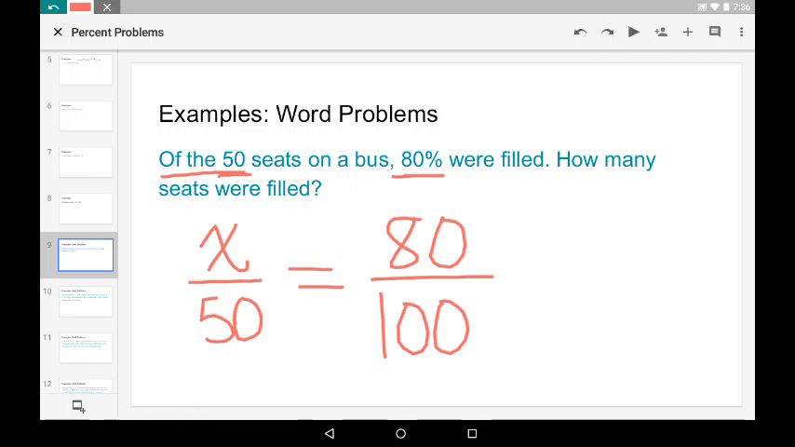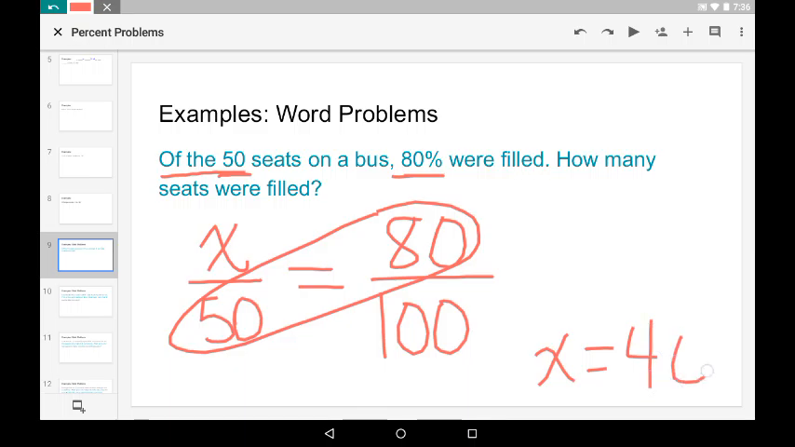You're looking for a part that are filled. There's a certain number of people sitting in those 50 seats. So that would be the part of the whole. So x is what you're looking for, and it goes on the top. Just like always, we are going to cross multiply 50 times 80 divided by 100, and we get that x equals 40. So that means 40 seats on the bus were filled.